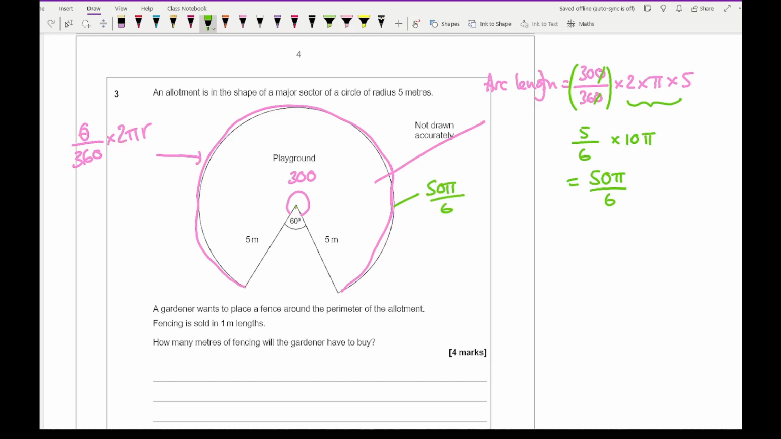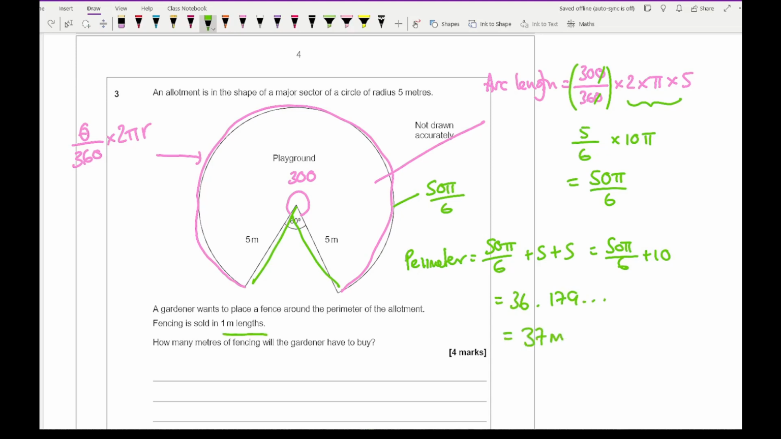Now the next thing for me to do is to add the 2 other lengths. So then the perimeter is going to be 50 pi over 6 plus 5 plus 5, so that's 50 pi over 6 plus 10. And if I type that all into my calculator, I get an answer of 36.179. And so rounded up to the nearest meter, I'm going to need 37 meters of fencing.